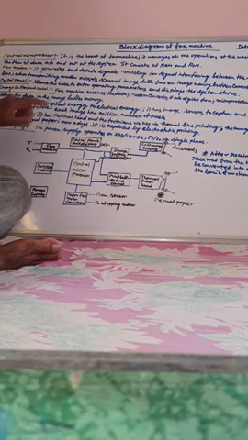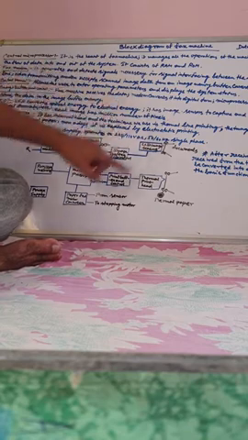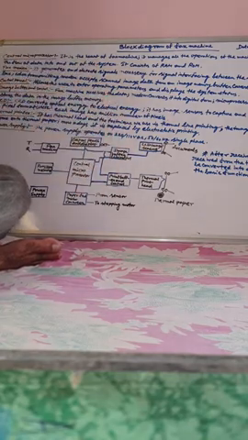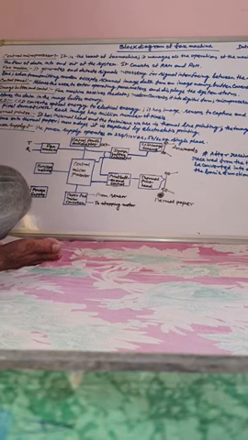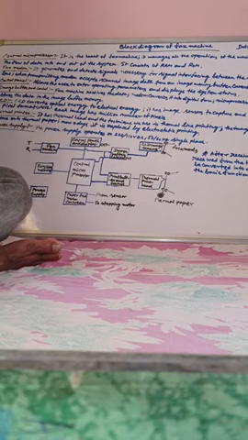So remember this diagram for the examination purpose. You have to draw this diagram. Remember these points. One or two lines you have to write for each point, for each block.